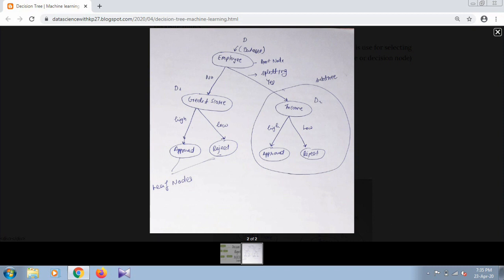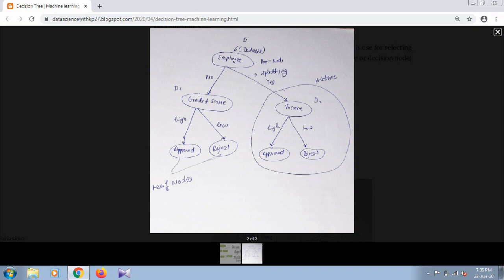And for the terminologies, employee is the highest node of our tree, so this is the root node of our tree, and it also works as a parent node for the credit score and income. Credit score and income are the child nodes of employee, but credit score is the parent for approved and reject, and income is also the parent node for approved and reject. And here approved and reject are the leaf nodes on both sides.